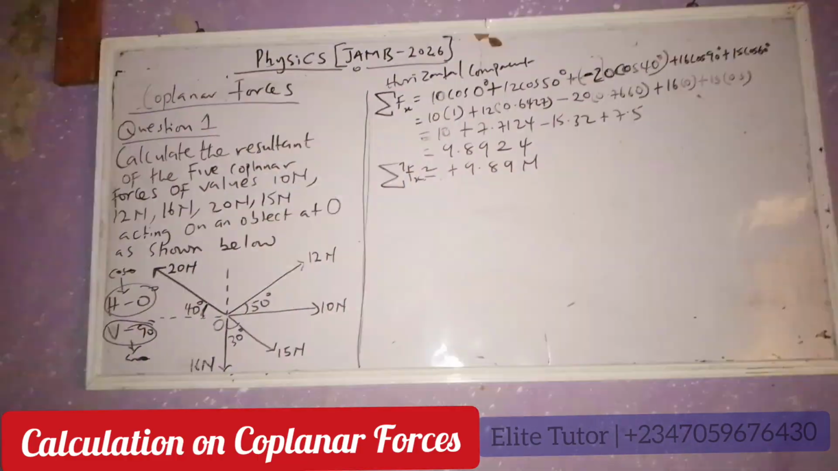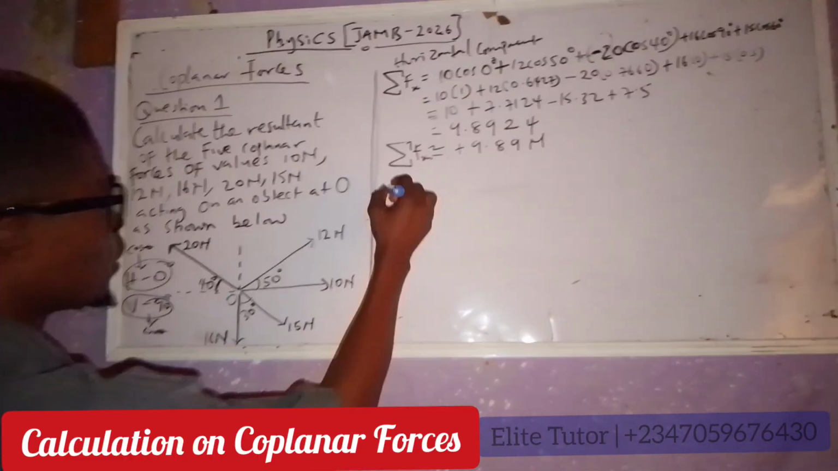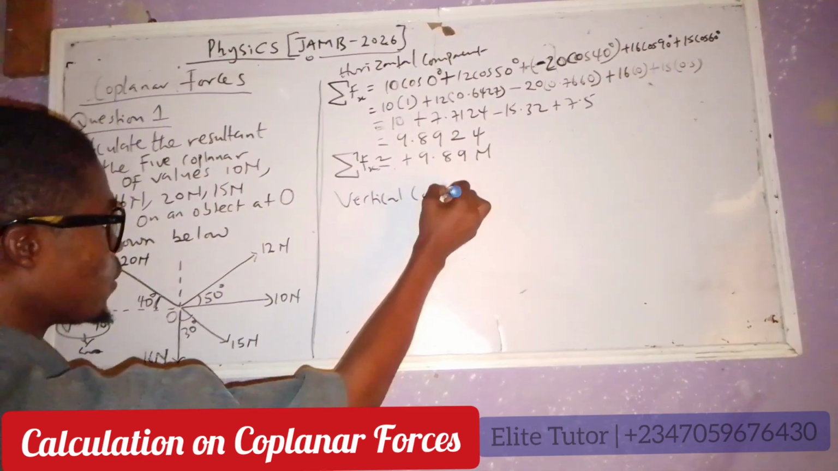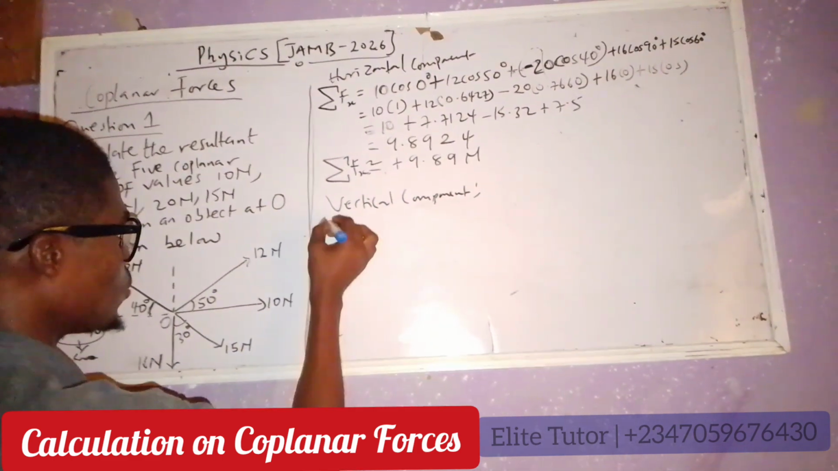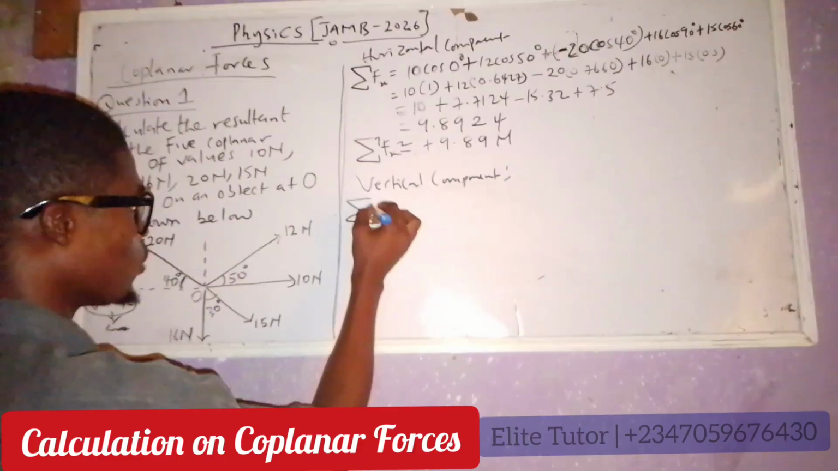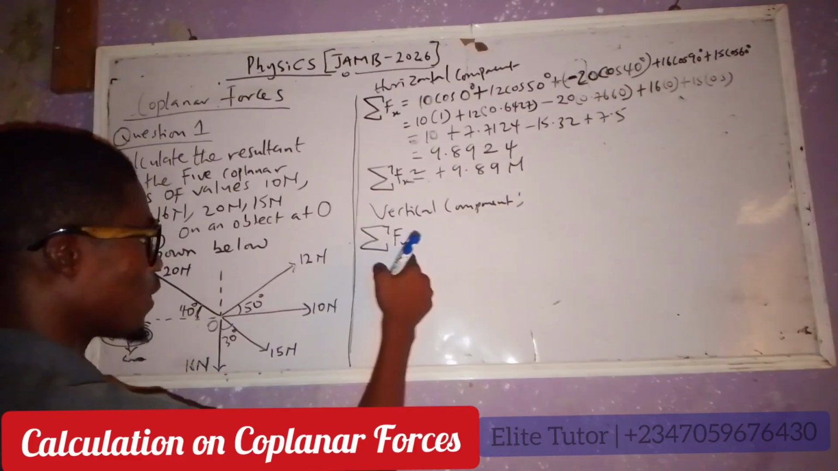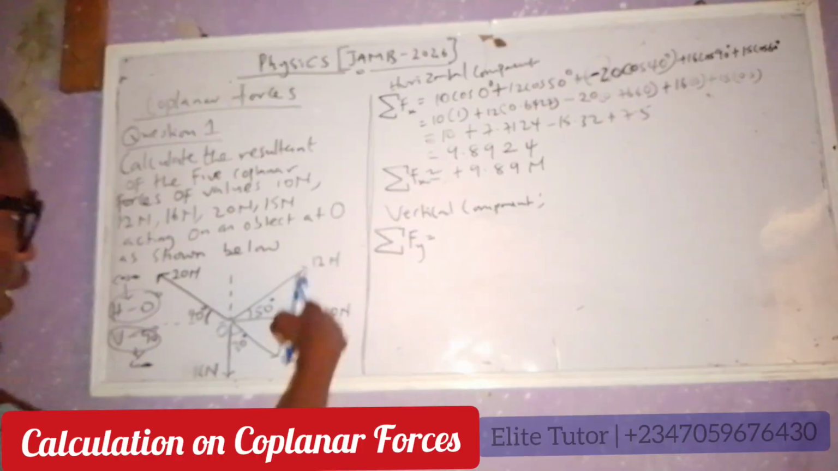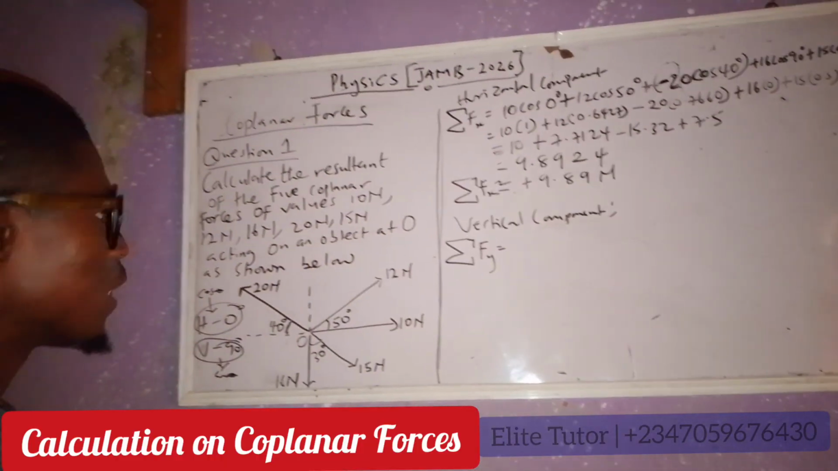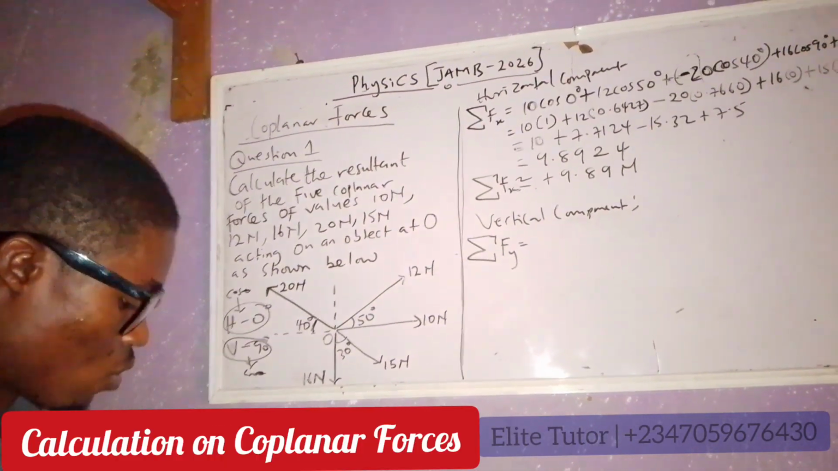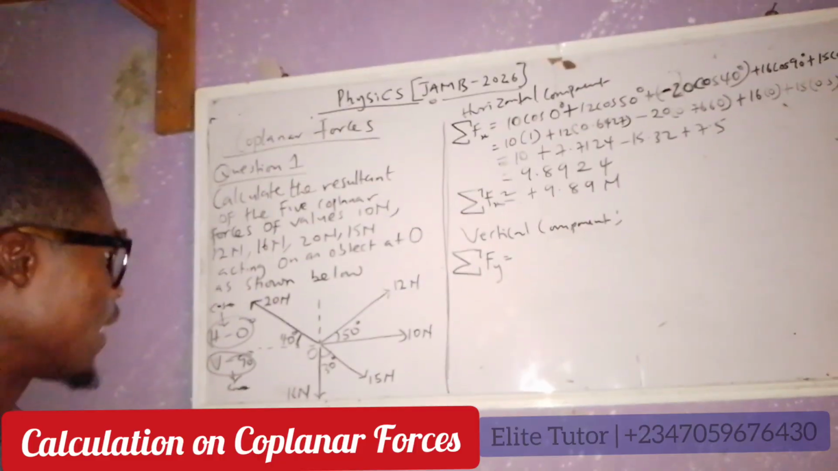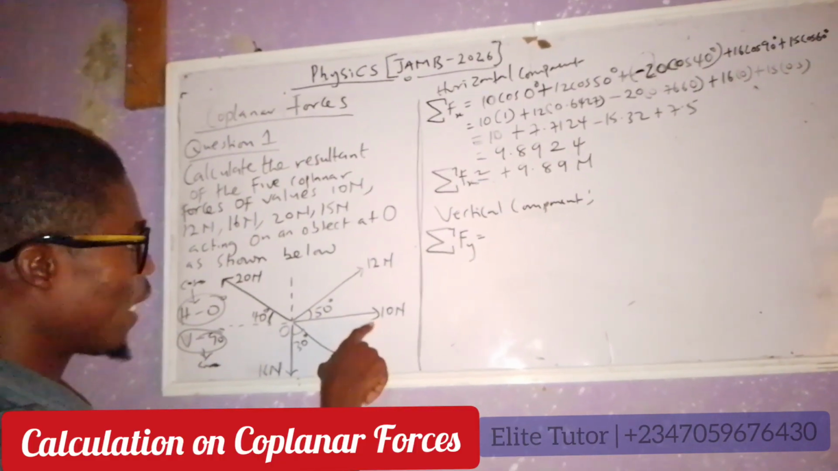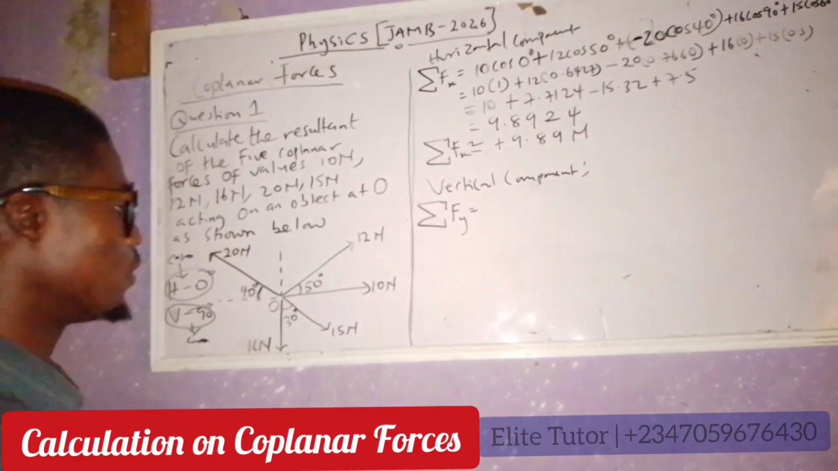Now let's move on to our vertical component. It's very easy. Our vertical component says summation of Fy, so vertical is y. That's why it's F subscript y equals. Now we are starting from here again. Don't forget I said that for vertical you are using sine. So here let's start with this one. This is going to be 10 sine 50.